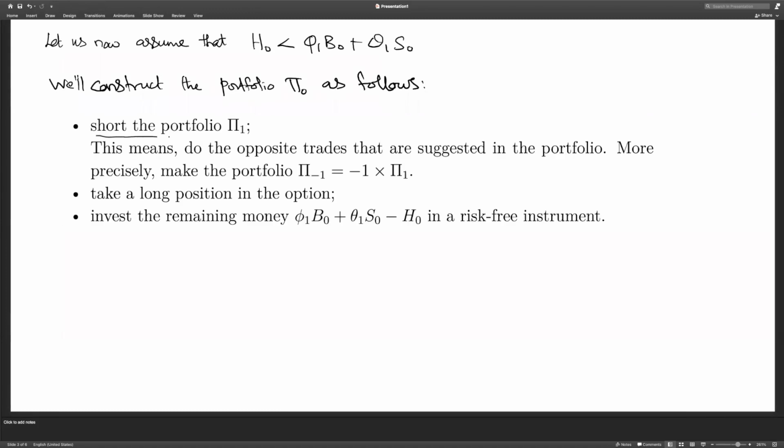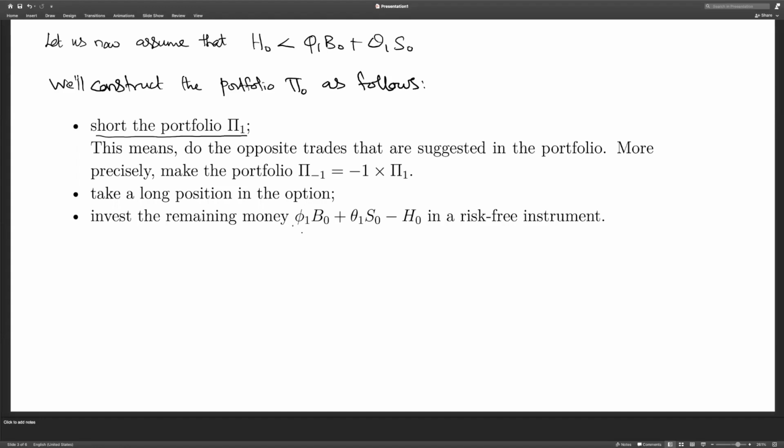You short the portfolio pi 1. This means do the opposite trade to what is suggested in the portfolio. More precisely, you will be just multiplying -1 with your portfolio, right? And then take a long position in the option. Therefore, you will be paying H naught here.